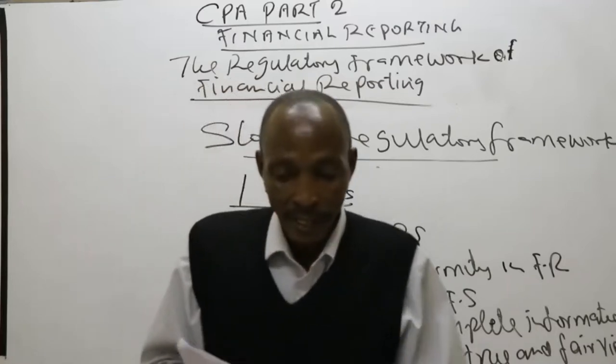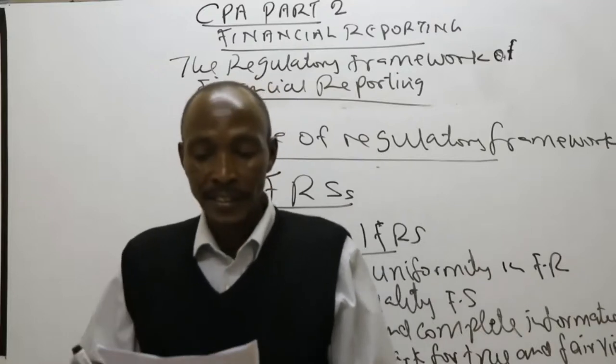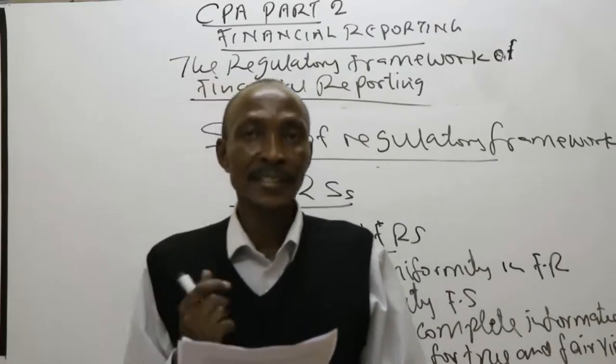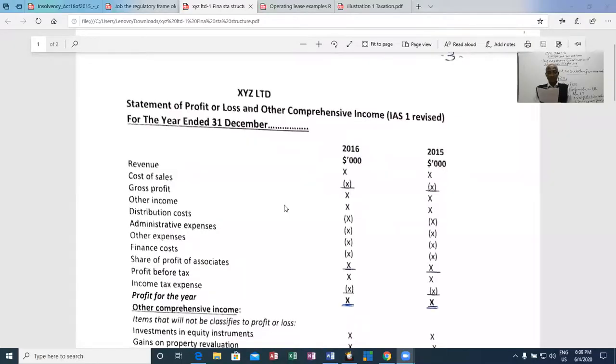For that matter, we start with an example here. I've given you an example, XYZ Limited. Now this is actually adapted from the standards, and the standard here is International Accounting Standard 1, IAS 1, about presentation of financial statements. The first standard is a picture of what the financial statements look like and what language is used in preparing those financial statements. Here we have a chance then to go through this very fast.